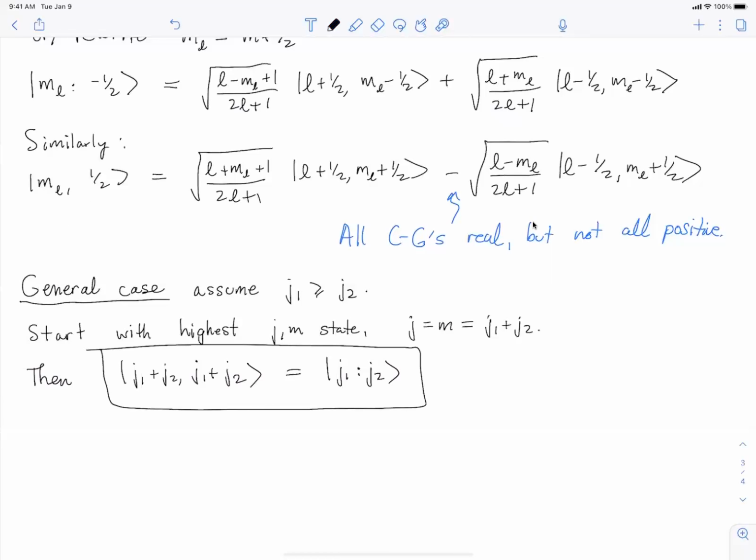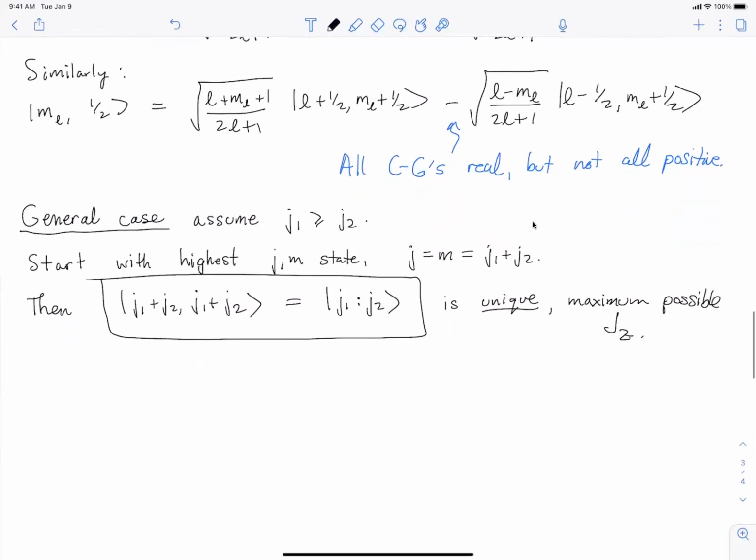That's just because this is unique, in the sense that the two angular momenta in the z direction are maximally lined up. So you have the maximum possible J sub z. Okay, and now the strategy is to keep acting with J minus, which is defined to be J1 minus plus J2 minus.